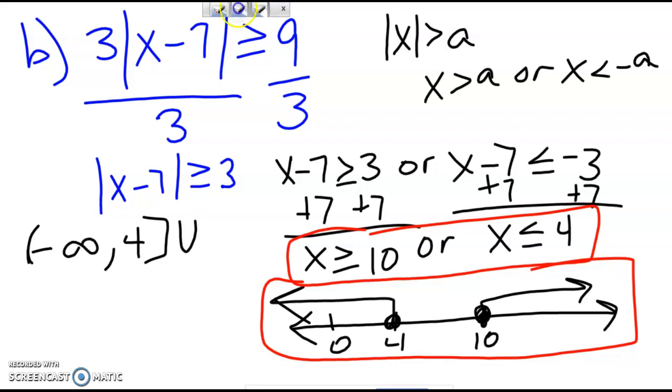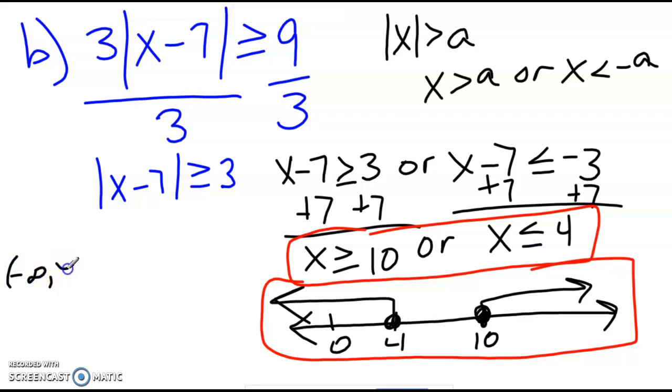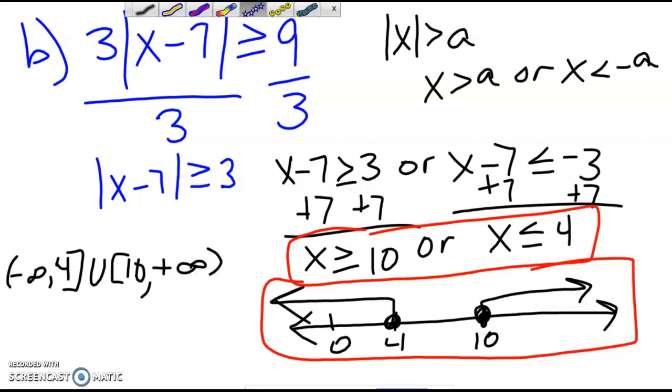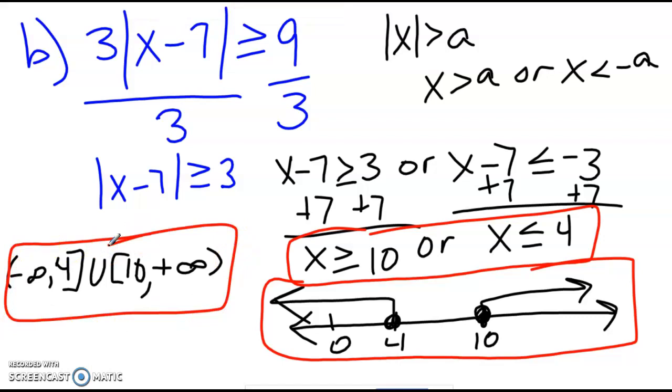Hold on, I've got to do something here so I can put those together. So the first one again was negative infinity to 4 with a bracket. And we also want to include, so we have to use that U to include the second half of it. So, Gavin, how would I say greater than or equal to 10? Bracket 10 plus a positive infinity. Yep, there we go. So there's our third way we could state our answer to this absolute value inequality.